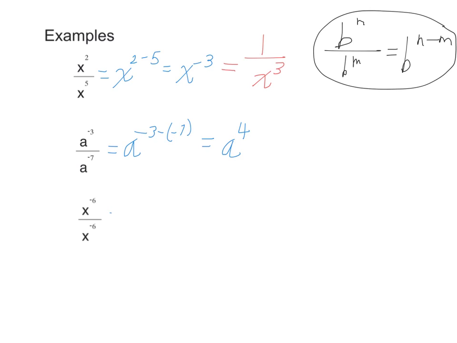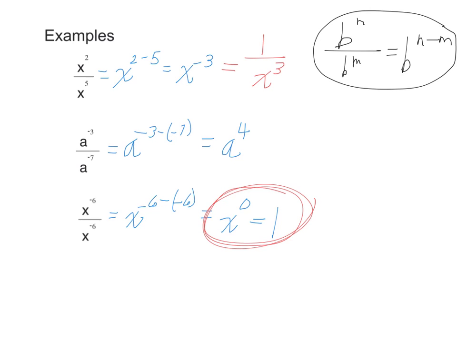Here's another unique one. Like bases, I'll subtract the exponents. Negative 6 minus a negative 6, or negative 6 plus 6, which is 0. Anything to the 0 power is 1. You might have known that already when you saw back here that the exponents matched. We have the same thing in the numerator as the denominator, which would tell you that it's going to be 1.